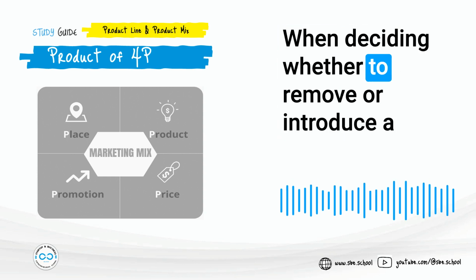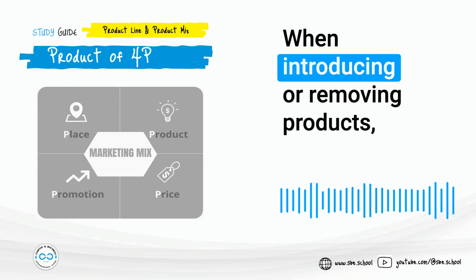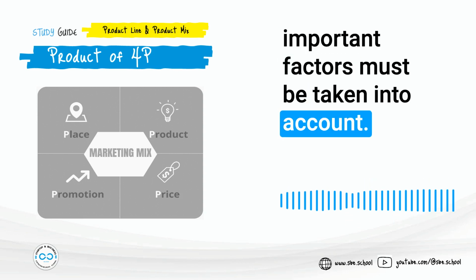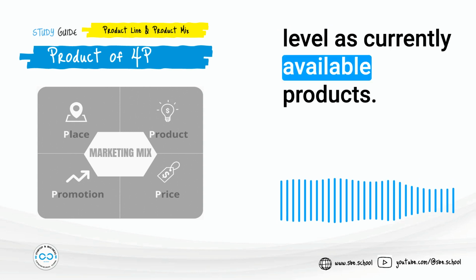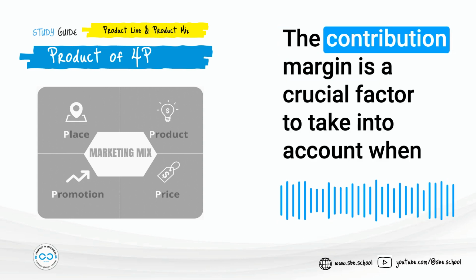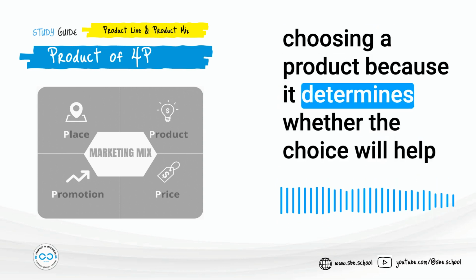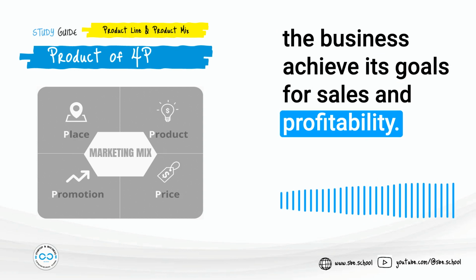When deciding whether to remove or introduce a product, several decisions must be made. When introducing or removing products, important factors must be taken into account. Products can be increased, decreased, or kept at the same level as currently available products. The contribution margin is a crucial factor to take into account when choosing a product because it determines whether the choice will help the business achieve its goals for sales and profitability.